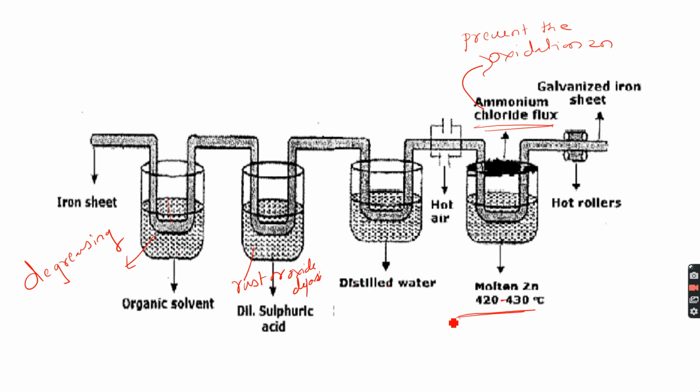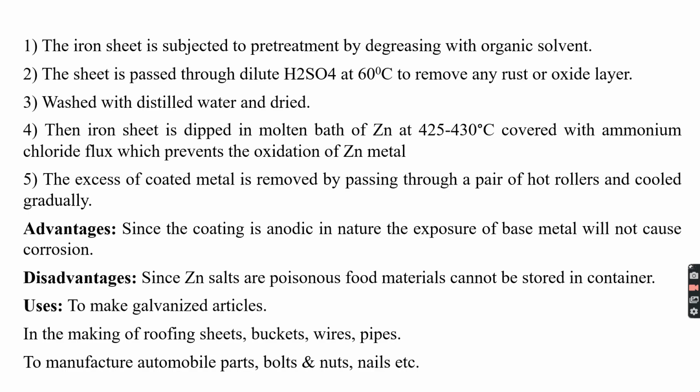The thickness developed on the surface is not uniform. So that's why, to make a uniform thickness, or in order to remove the excess coating, the metal is passed through two hot rollers and cooled gradually so that a uniform thickness is developed. Okay, we can summarize this way.